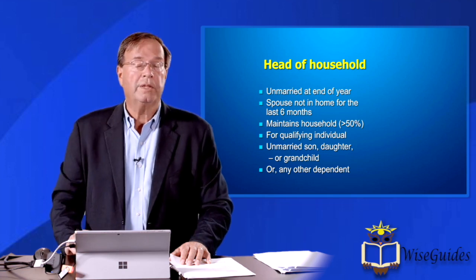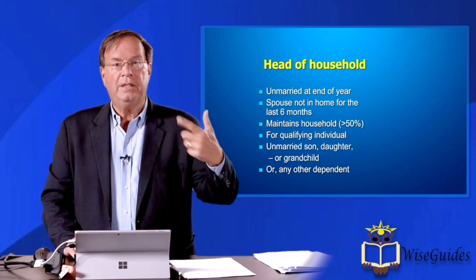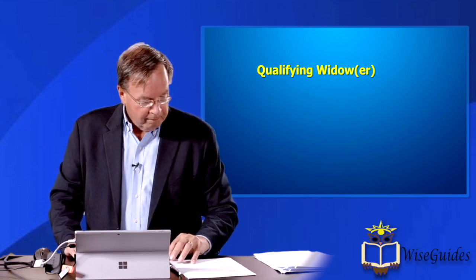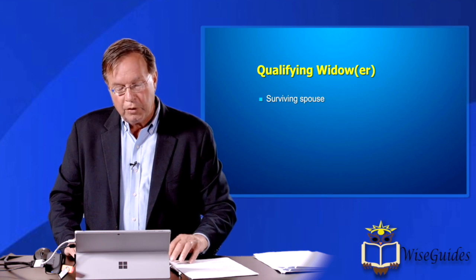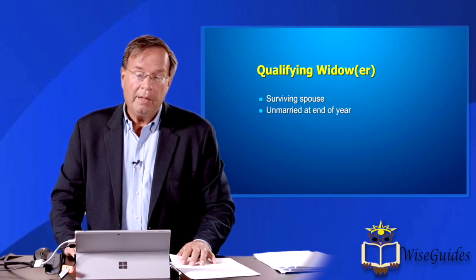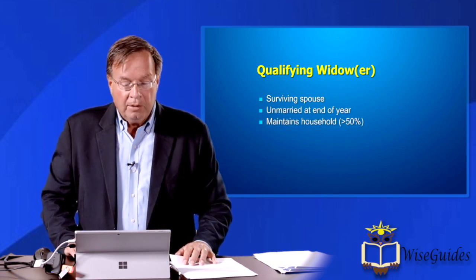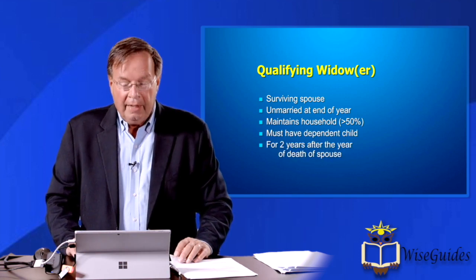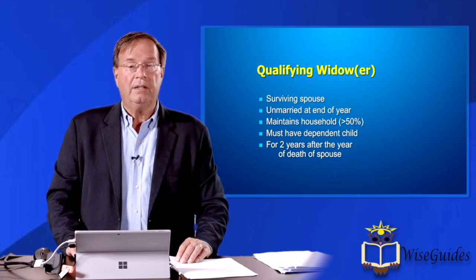The basic core rules that we're covering help dictate the things that I'm going to say next. And the last one is qualifying widow or widower, where you are sometimes referred to as a surviving spouse. You are unmarried at the end of the year. You maintain a household of more than 50%. You have a qualifying child. And you get this for 2 years after the death of your spouse.